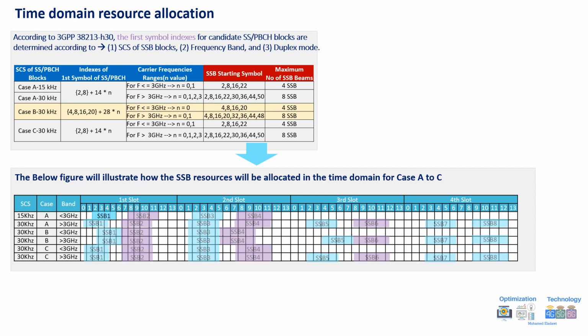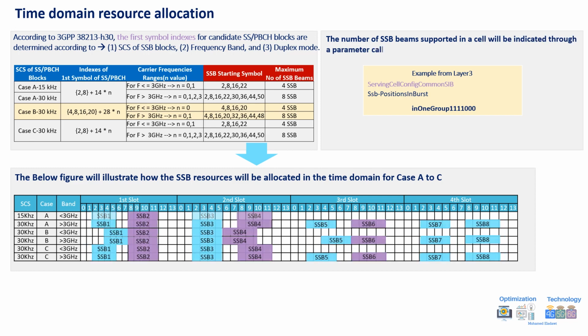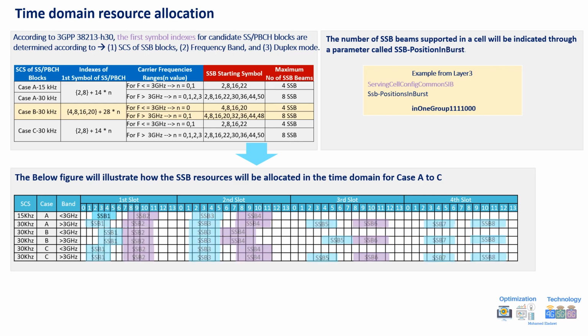It also deserves to highlight that the number of SSB beams supported in a cell will be indicated through a parameter called SSB position in burst, which is broadcasted through either SIB1 or dedicated message, RRC reconfiguration. Lastly, there are some notes which need to be considered.